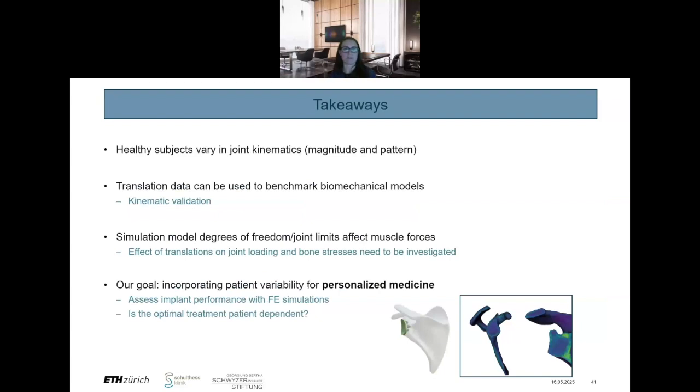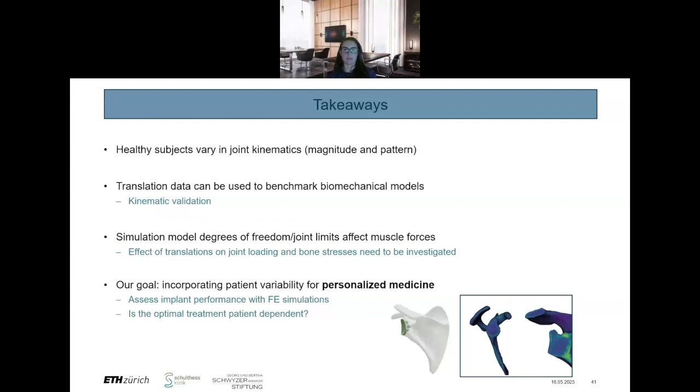So the overall takeaways I would say from this talk are that, first of all, healthy subjects vary in the joint kinematics, both in magnitude and pattern, but we were unfortunately not able to predict this from the bony anatomy or the posture, but I think there are still many other things that warrant investigation in terms of possible predictors of the kinematics. And we can use this translation data to benchmark biomechanical models, which I think is very interesting, especially from the translation side, because until recently, we haven't really had this very high resolution translational data. So guessing what's happening on the joint level was always a bit unclear.